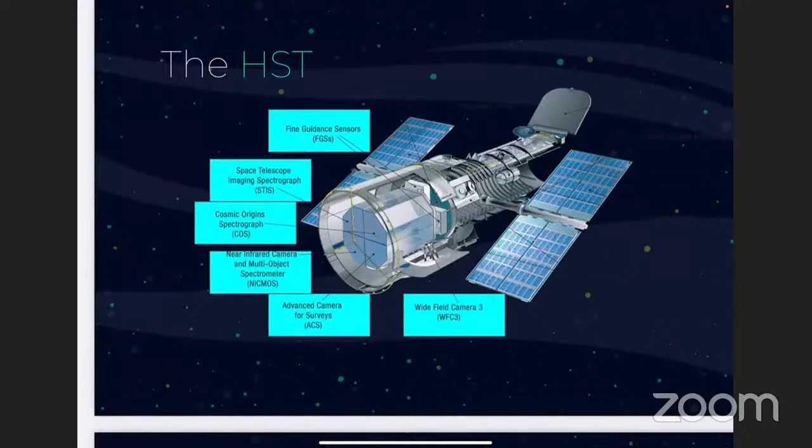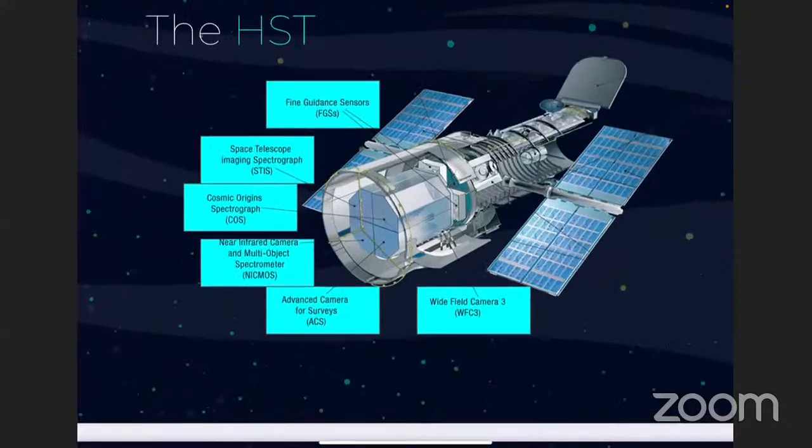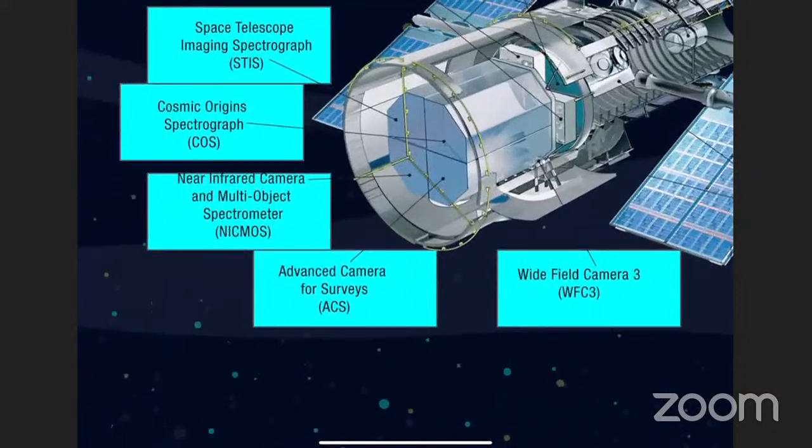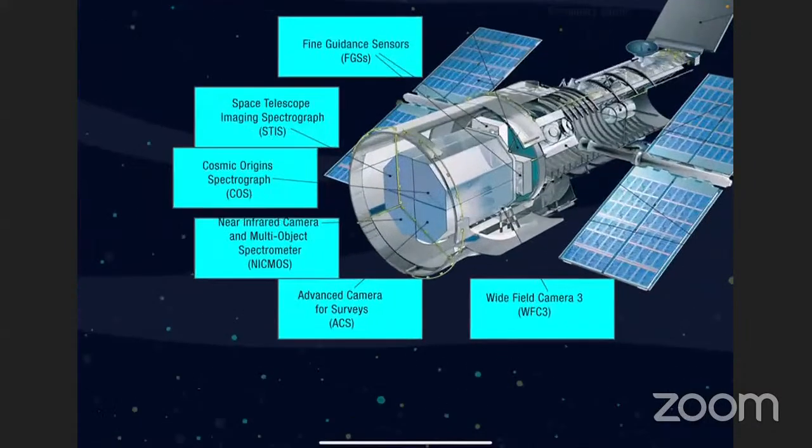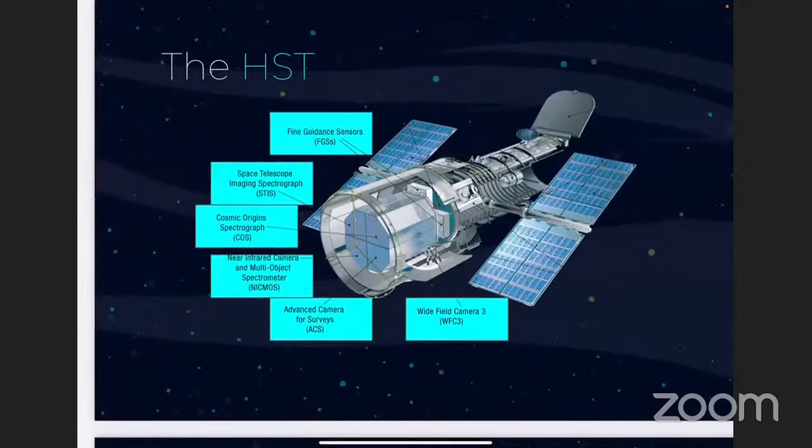their central regions. And right here, we have the advanced camera for surveys, also known as the ACS. It conducts surveys of the universe. It also helps map distributions of dark matter, and it detects the most distant objects in the universe, searches for massive planets, and studies the evolution of clusters of galaxies.